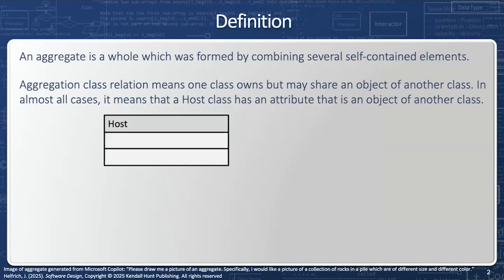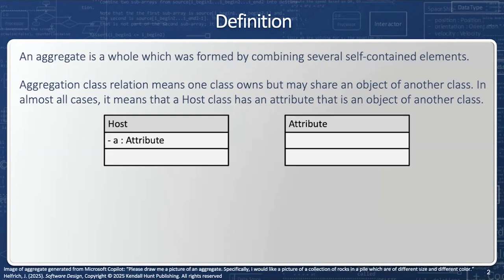So I have a host class, and here's my class diagram. And now I'm going to have an attribute of type attribute. So now I have another class called attribute, and the relation here is association, which we represent with the horizontal line. But not just any association, this is an aggregate association, and we represent that with a diamond that is not filled. Now, normally what we do is we include numerosity. How many instances of attribute are there in the host class? In this case, there's exactly one.